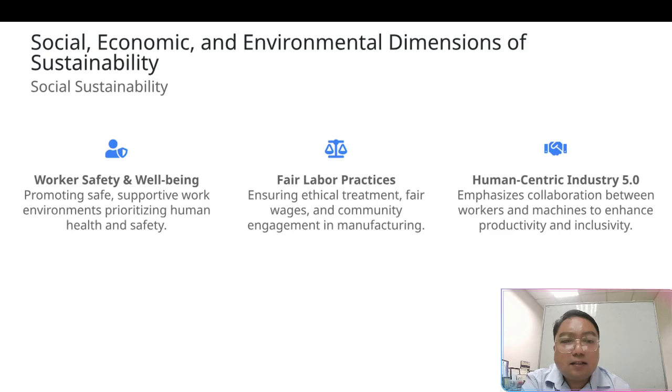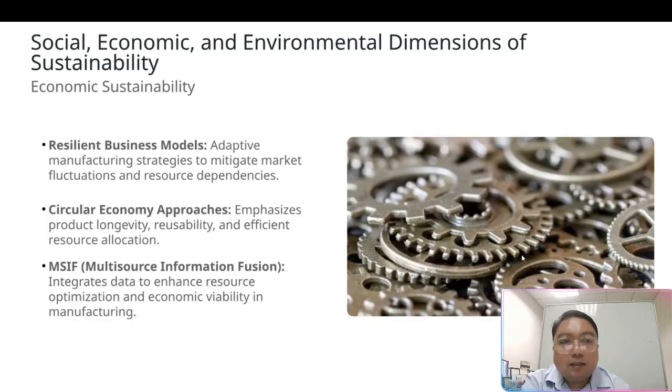Then human-centric Industry 4.0. Nowadays people are talking about 4.0, 5.0, and later on 6.0 and so on. This human-centric industry emphasizes collaboration between worker and machine, because nowadays we know that artificial intelligence is definitely in the trend now. So we must collaborate with workers, machines, and also AI, artificial intelligence, to enhance productivity and inclusivity.